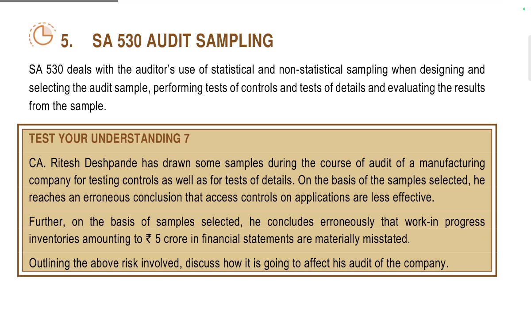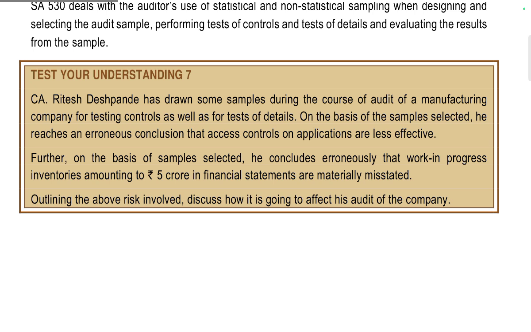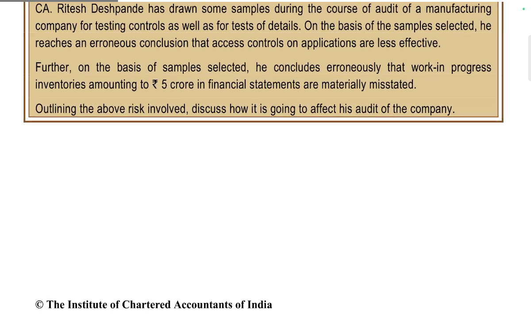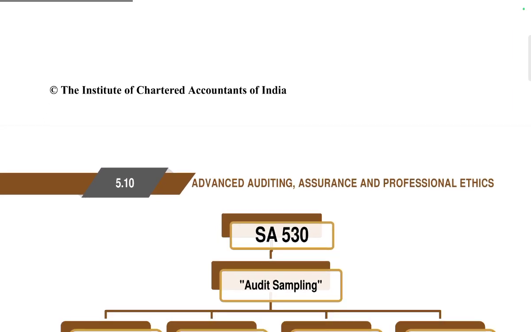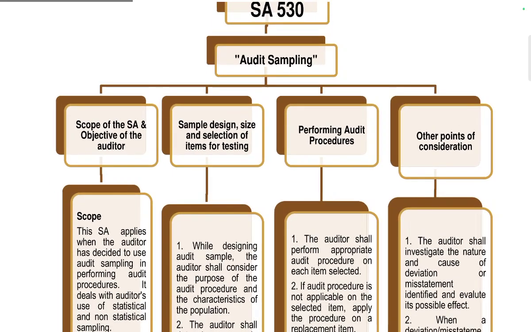CA Muthukumar has drawn some samples during the course of the audit of a manufacturing company, testing the controls as well as tests of details. On the basis of the sample selected, he reaches the erroneous conclusion that access controls on applications are less effective. Further, on the basis of the sample selected, he erroneously concluded that the work-in-progress inventory amount of 5 crores in the financial statements is misstated. Outlining the above risks involved, discuss how this is going to affect the audit of the company. SA 530, audit sampling.